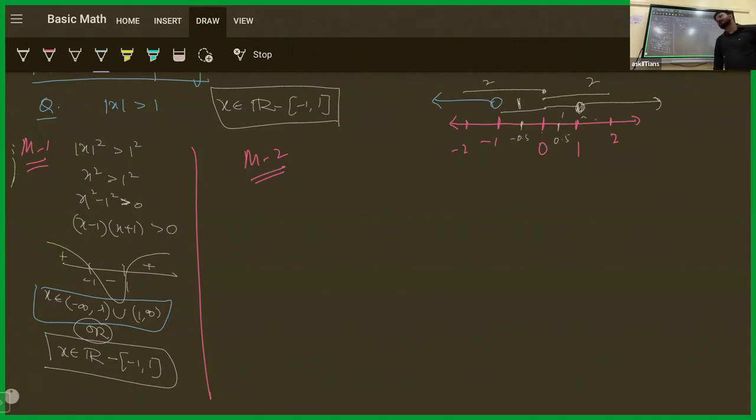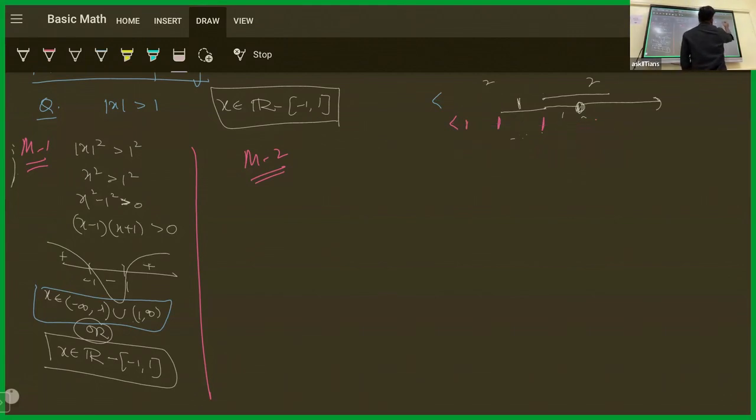Are you understanding? Okay, what is the basic method? The basic method is the critical point. What is the critical point here for this inequality?